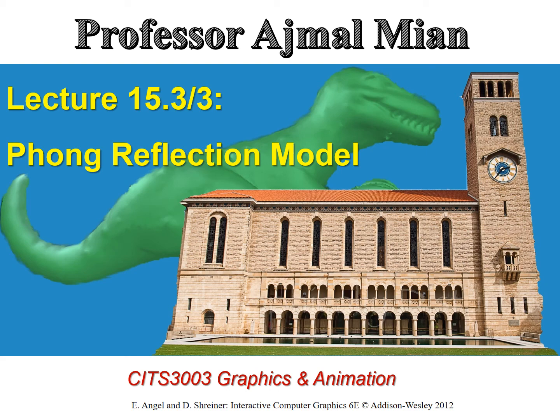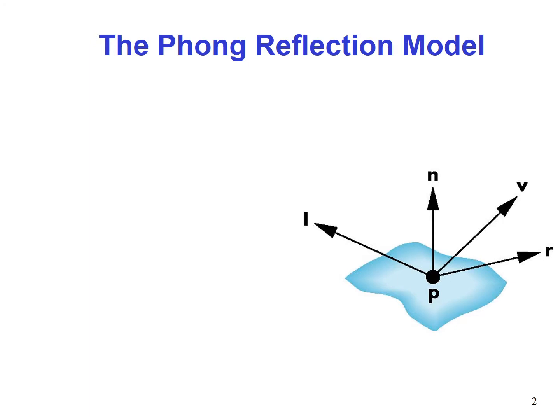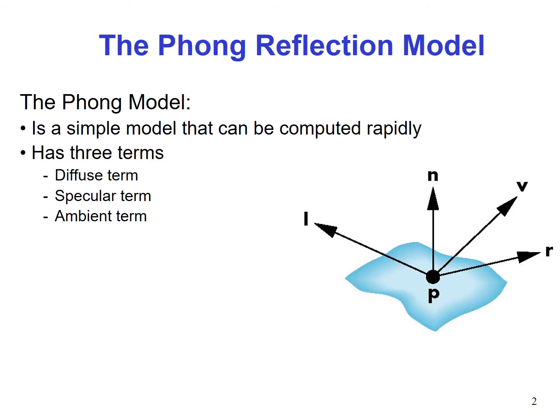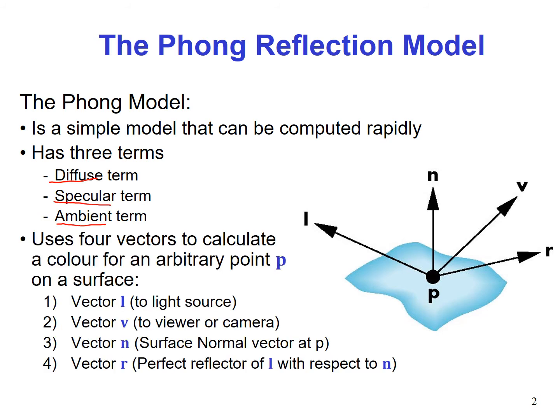Phong proposed a reflection model that is widely used in computer graphics. The Phong reflection model is a simple model that can be computed rapidly. It has three terms: a diffuse term, a specular term, and an ambient term. It uses four vectors to calculate the color of an arbitrary point P on a surface.